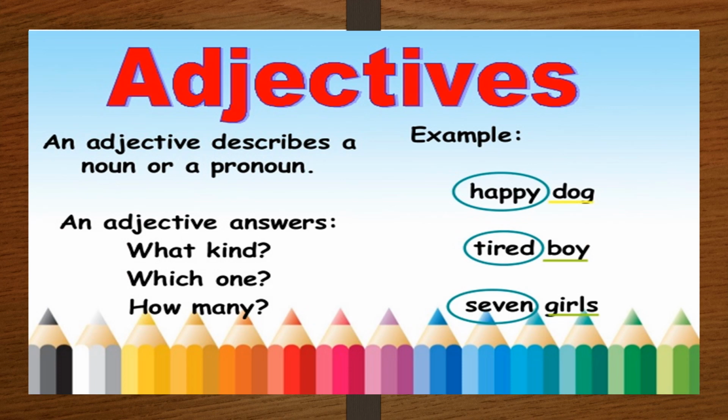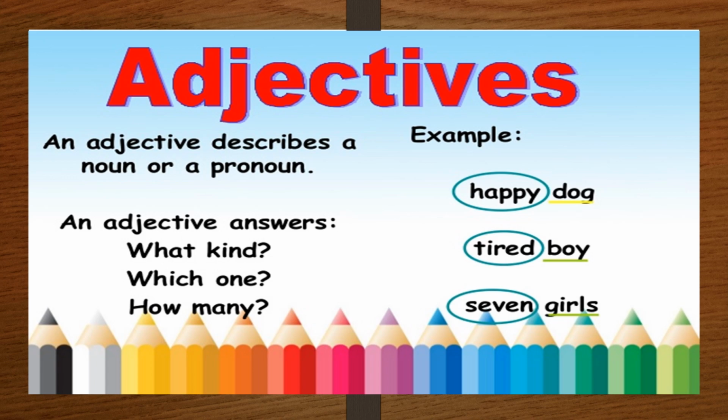What are adjectives? Adjectives describe a noun or a pronoun. They tell us more about persons, places, animals, or things. For example, happy dog. Happy is an adjective as it describes the dog. Another example, tired boy. Tired is an adjective. Another example, seven girls. Seven is the adjective.